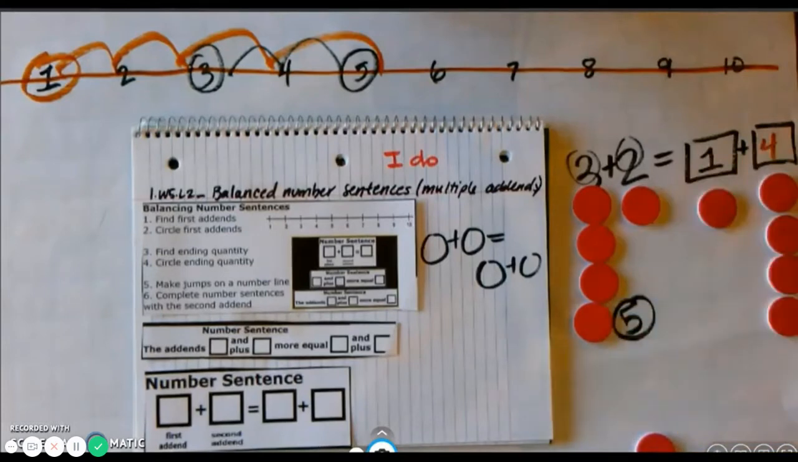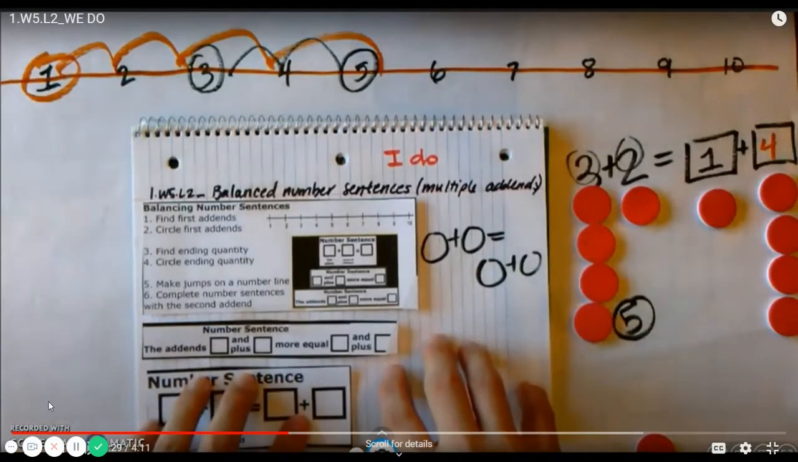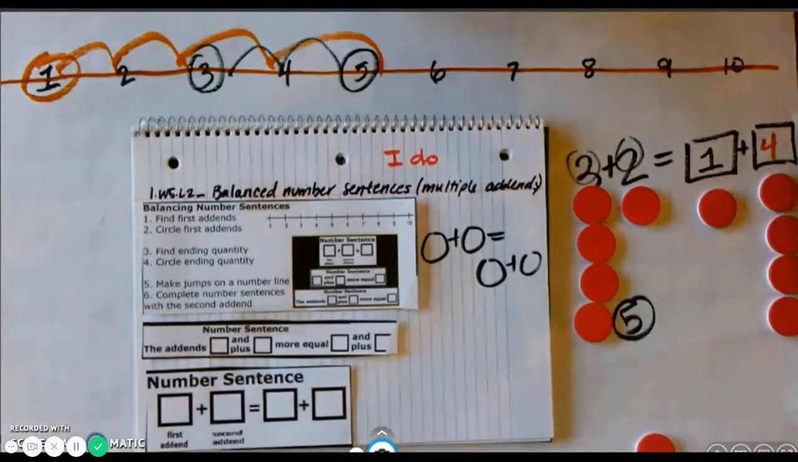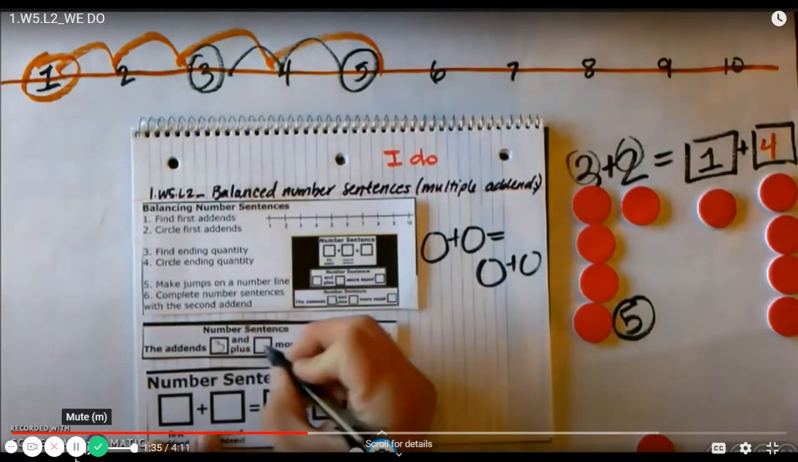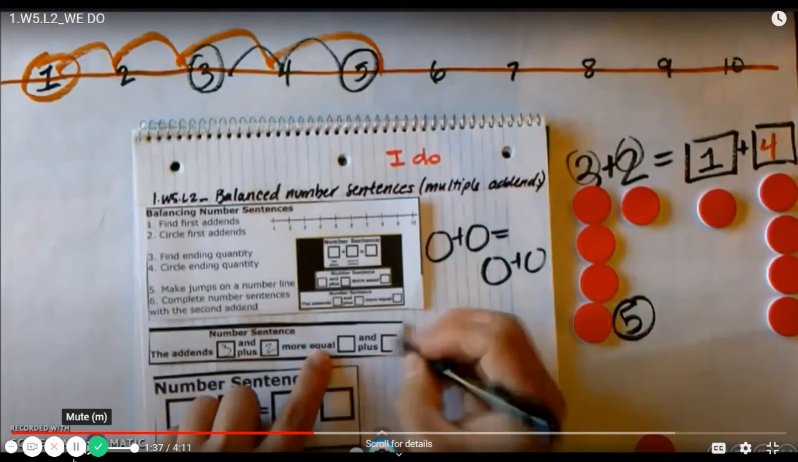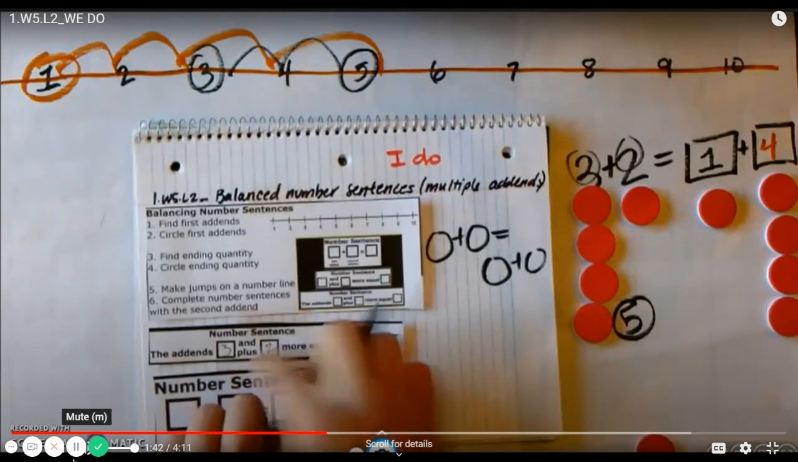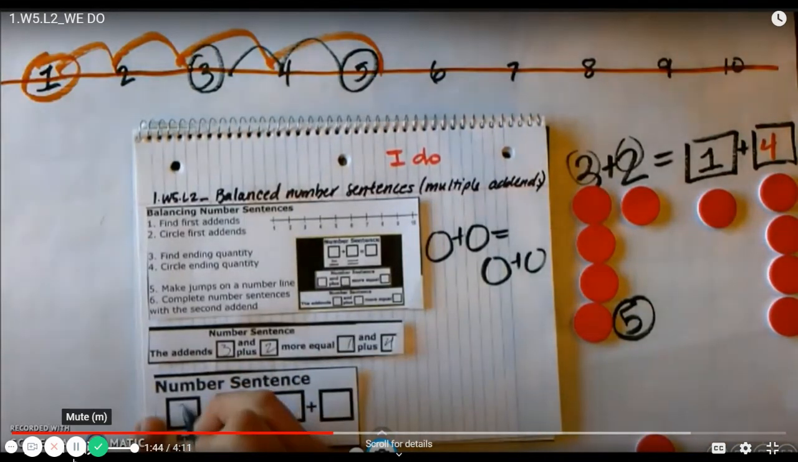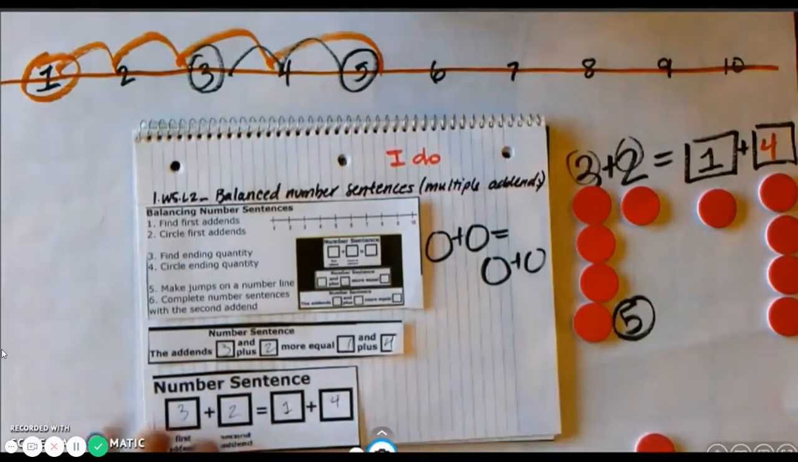Awesome job. What I want you to do is go ahead and pause this video. Go ahead and get your paper cleaned up like this and come back to me. Well, let me go ahead and finish this out as well. So I can say that adding 3 plus 2 more equal 1 and 4. So that's 5. And that's 5. I can also say 3 plus 2 equals 1 plus 4.